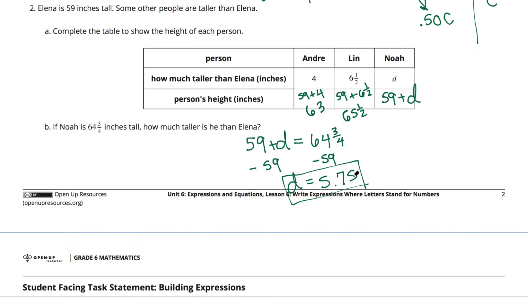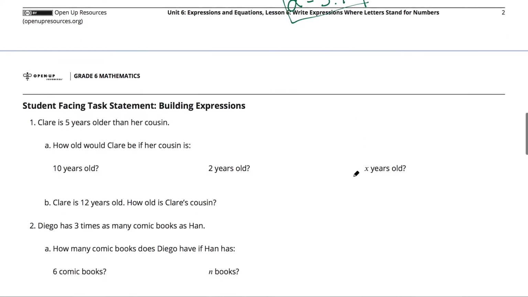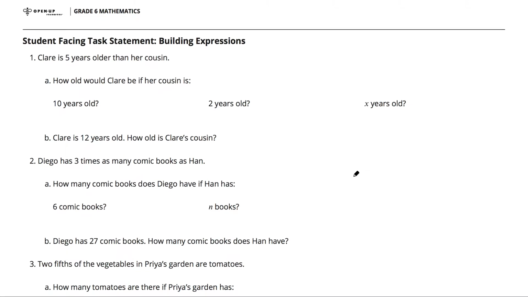Okay, let's take a look at our next one. All right. Claire is 5 years older than her cousin. How old would Claire be if her cousin is 10? Well, if Claire is 5 years older, that would be 10 plus 5, which means Claire is 15. If her cousin was only 2 and Claire is 5 years older, that would be 2 plus 5, which means Claire is 7.